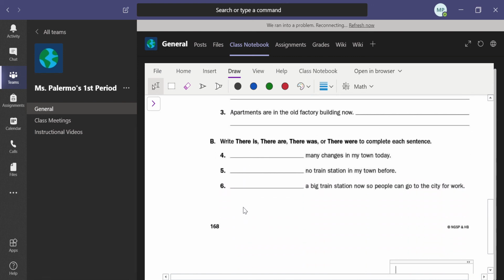Now let's go down to letter B. We're going to figure out what should come in the blank at the beginning of the sentence: there is, there are, there was, or there were. Same thought, you guys. I'm actually not going to do 4 with you because I think you guys can figure it out. Is it in present tense or past tense? And is the noun singular or plural?